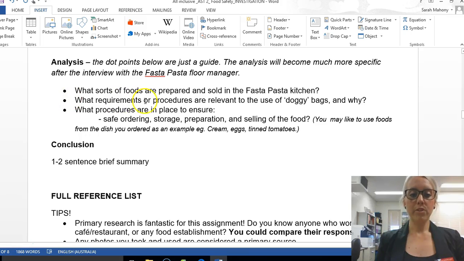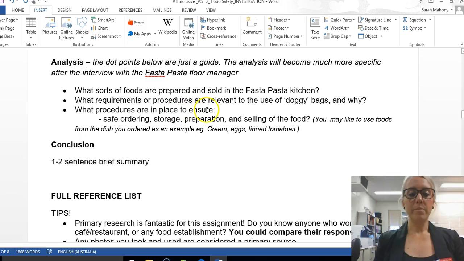Next, what requirements or procedures are relevant to the use of doggy bags, so takeaway containers, and why? We're hoping that they will provide us some information about that, because that's sort of more of a controversial issue and one that different food places have different rules on, so that can be quite interesting.